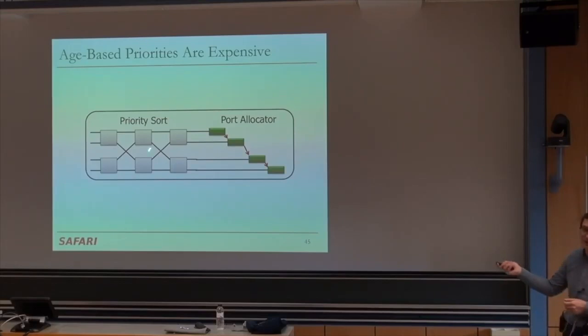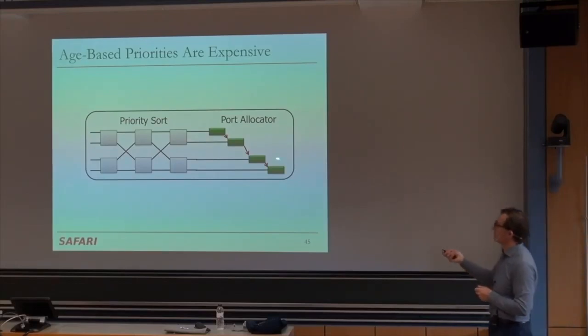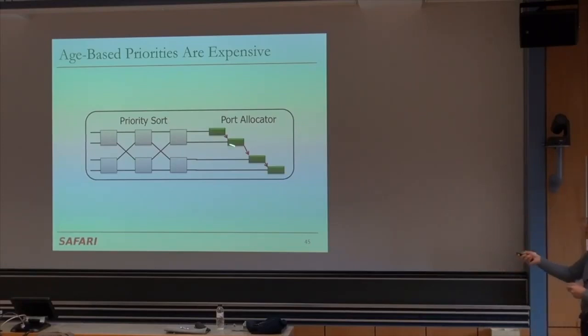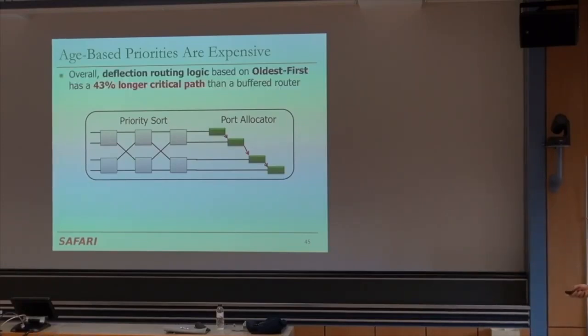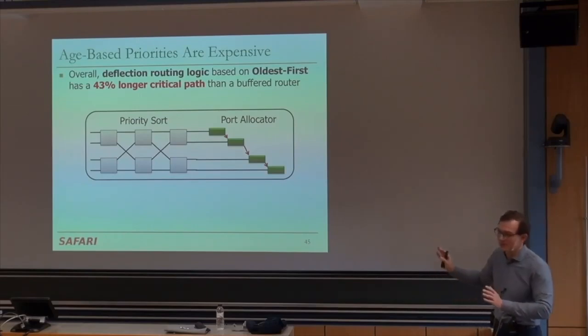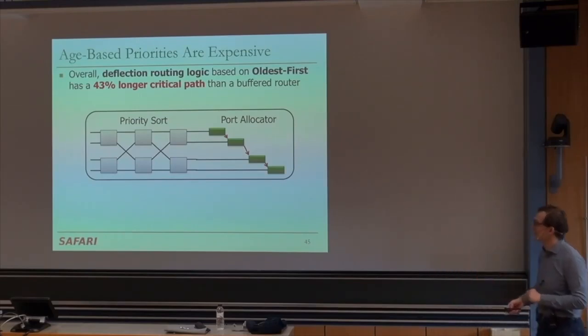So basically, this is what the port allocation and sorting looks like. You have a priority sorting mechanism, and they have a port allocator. And because of the sequential dependence and the long latency, you get a significantly longer critical path. If it's 43%, it's actually optimized. It could be much longer than a buffered router.